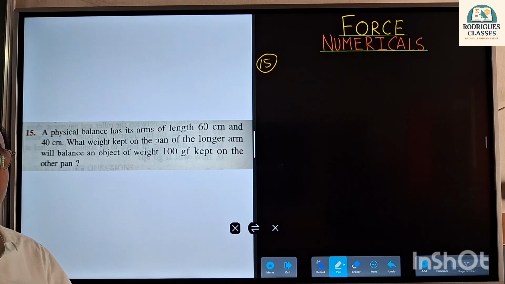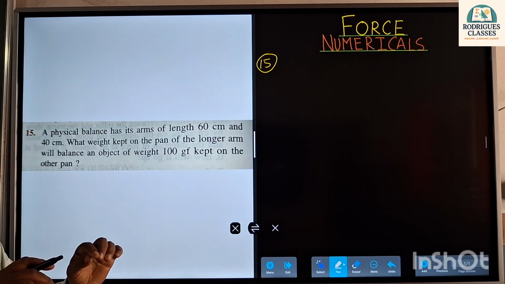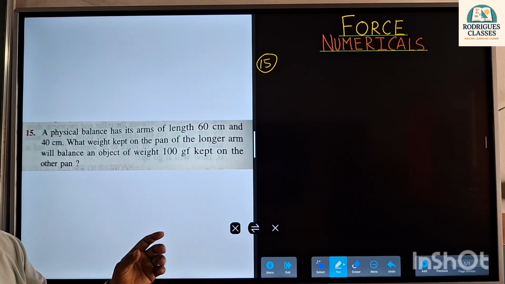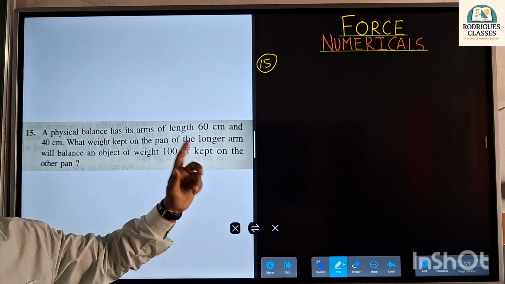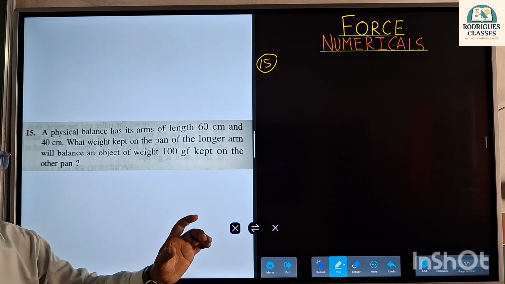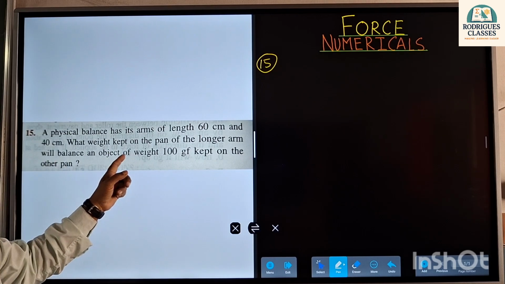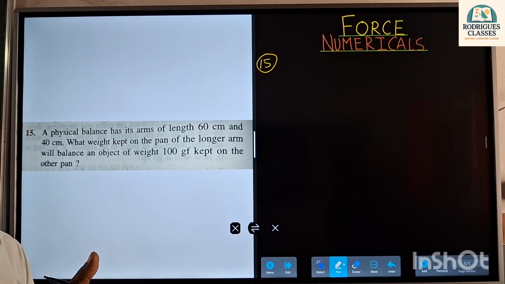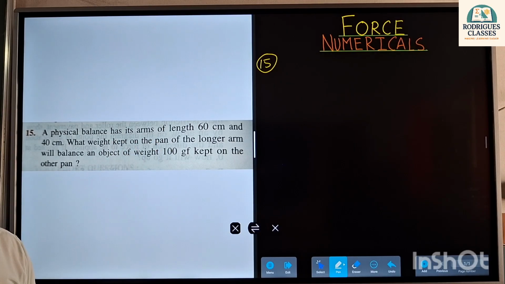Now let us come to numerical number 15. A very simple question this is. A physical balance has its arm length 60 centimeter and 40 centimeter. So we have a physical balance. Here the length of the arms are not the same. One is the longer arm 60 centimeter and the shorter one is 40 centimeter. What weight kept on the pan of the longer arm, means the pan which is there towards the longer arm, at that place what weight should be kept so that it will balance an object of weight 100 GF kept on the other pan? So where the shorter arm is there, the pan which is there, we are keeping 100 GF. So what weight should I keep in the longer one?